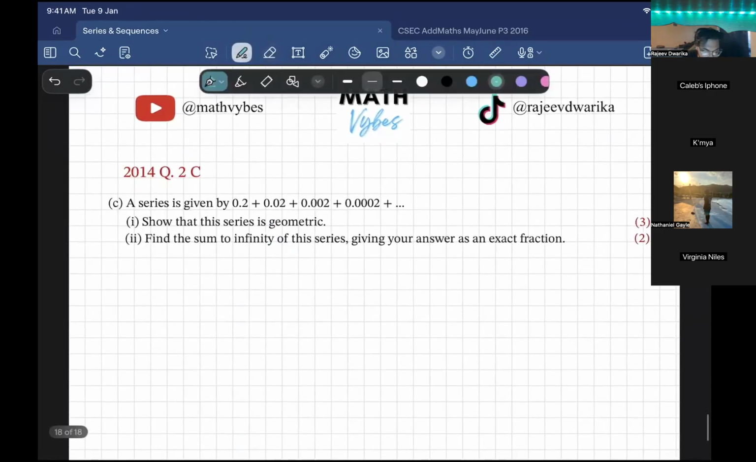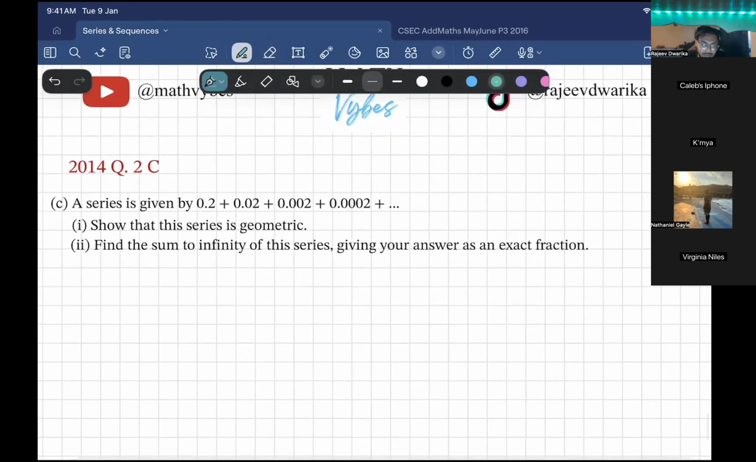2014. Any volunteers? I will volunteer. Okay, no problem. So, Virginia, give me a question. I'll read. A series is given by 0.2 plus 0.02 plus 0.002 plus 0.0002 plus dot dot dot. Show that the series is geometric and find the sum to infinity of the series, giving your answer as an exact fraction.